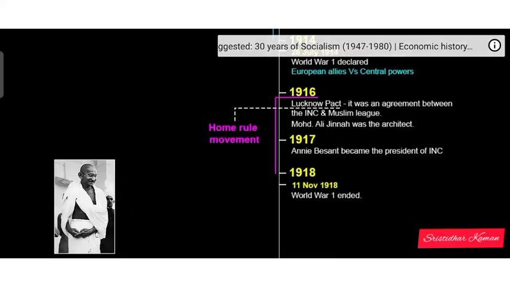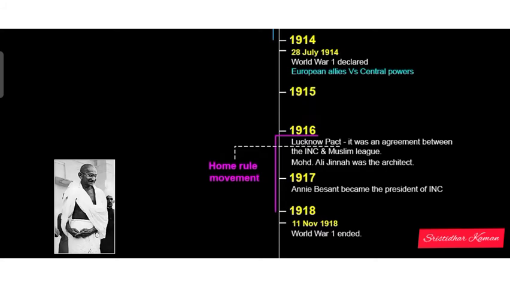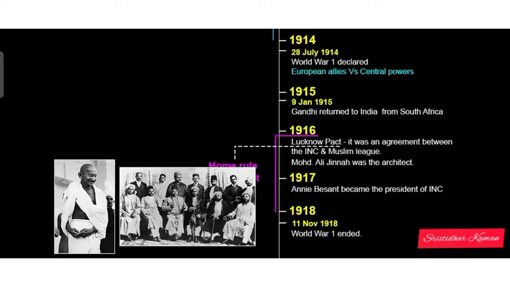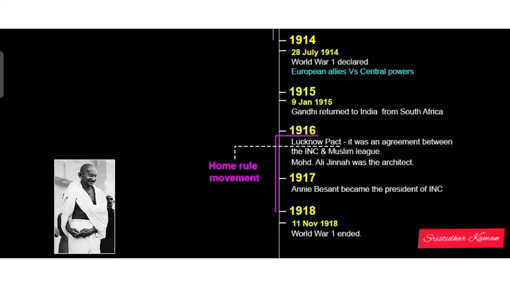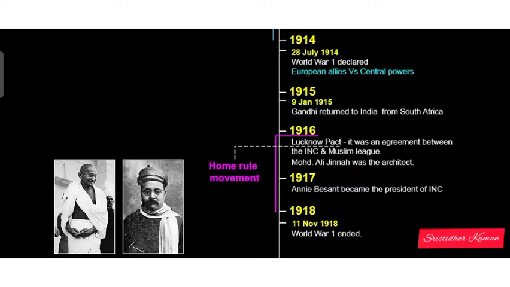Now let me introduce Gandhi. Gandhi returned to India on January 9th, 1915, after staying for 21 years in South Africa. Before coming to India, he was already running an organization called the Natal Indian Congress in South Africa that aimed to fight discrimination against Indians in South Africa. When he finally arrived in Bombay in 1915, he did not participate in any political movement. For the first 2 years, he was basically roaming around India. Actually, he was advised by his mentor, Gopal Krishna Gokhale, who belonged to the moderate group within the Indian National Congress.